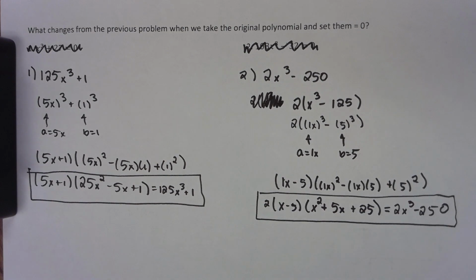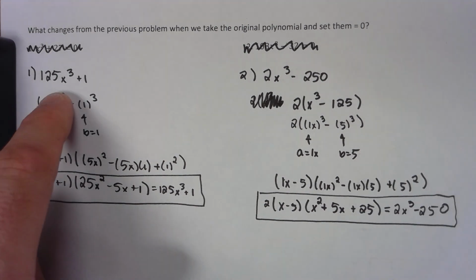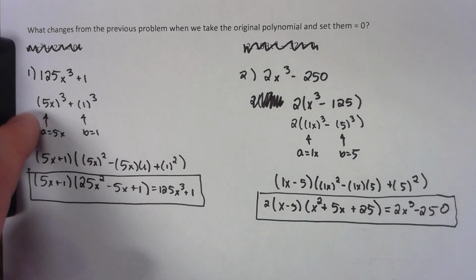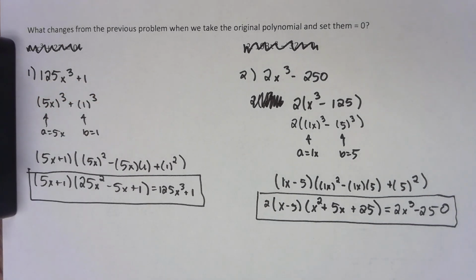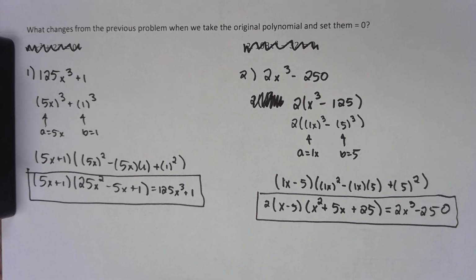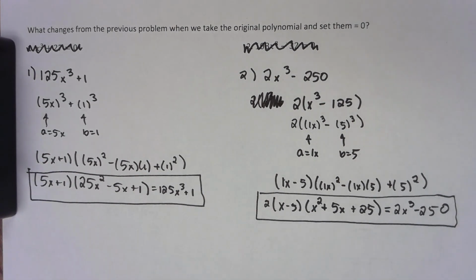For me to identify the values of A and B, again, it's me taking the cube root of each of those terms. Cube root of 125 is 5. Cube root of 1 is just 1. So this allows me to identify that A is 5x and B is 1. Then from there, just substituting everything into the formula. Nothing extra that we need to do there.